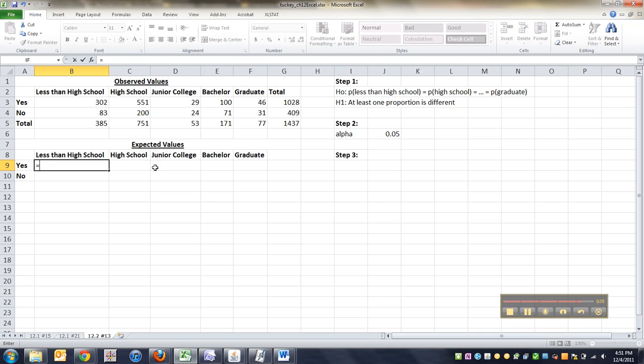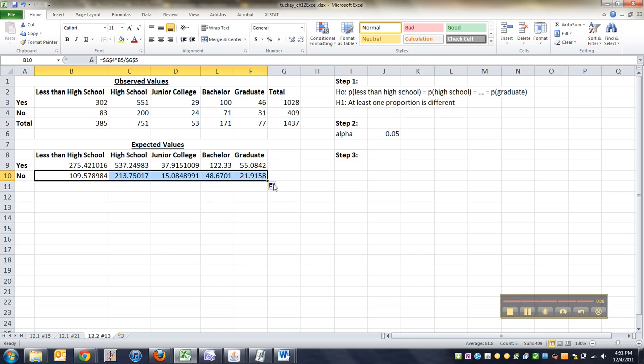Now, I want the row total times the column total divided by the grand total. But I'm going to make it so the row and the grand total have dollar signs. That way I can drag it across. And I do it again. Equals row 9 times 385 divided by grand. There we go. I'll pick up here next time.